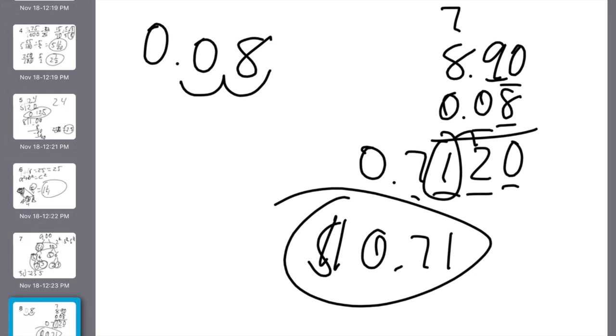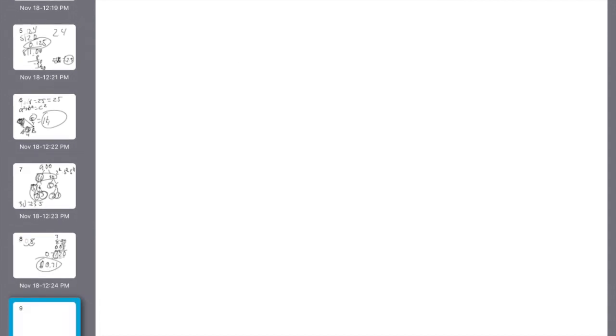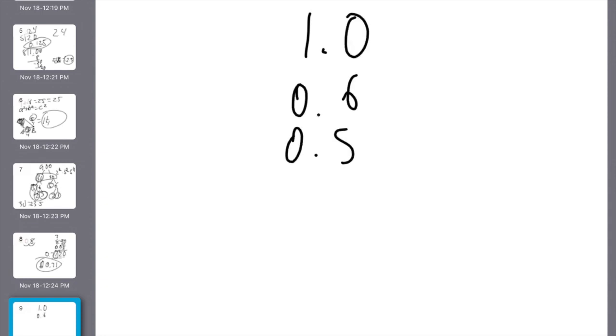Number 19, refer to the figure at the right. Find the perimeter of the triangle, find the area. Okay, it's a right triangle, guys, so to find the perimeter, I just add them all up. 1.0, 0.6, 0.8. They're practicing adding with decimals. That's 14, carry the 1. That's 2 decimal points straight down.